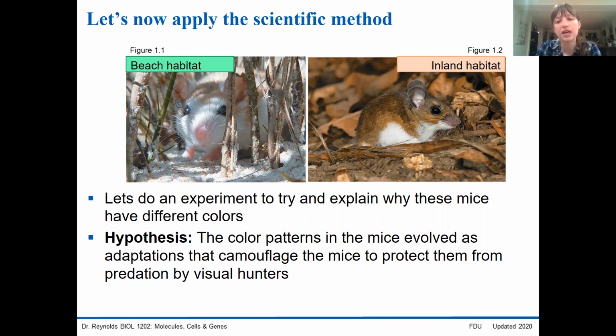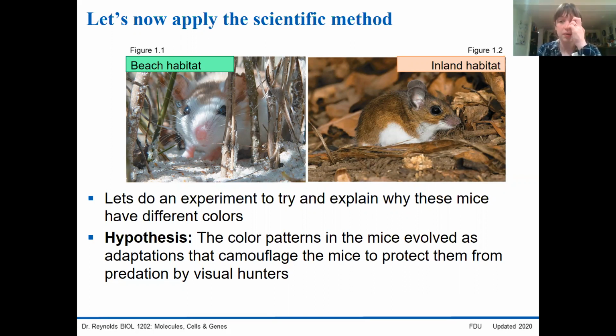I've also identified the independent variable, which in this case is color patterns. And my dependent variable, the thing I'm measuring when I change those color patterns, is something I can in fact measure, the predation rate by visual hunters.